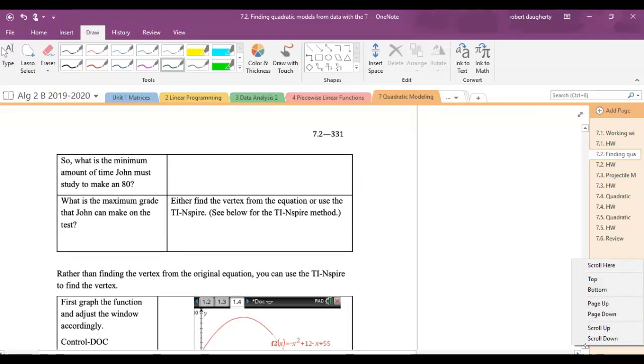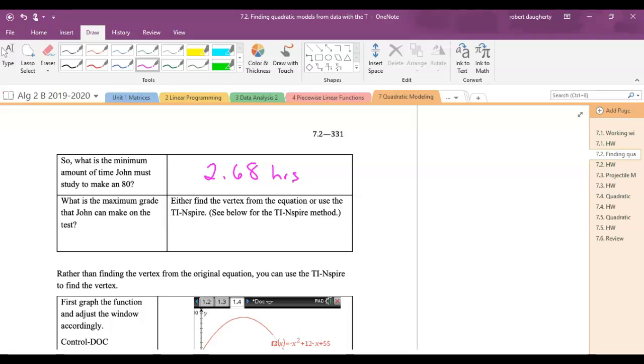So the minimum time he must study, what do we determine? 2.68 hours. Okay. What's the maximum grade this guy can make on the test? How do we know that? Well, okay, first of all, our model is a what? Parabola. Parabola opens up or down? Down. So does it have a maximum? It does have a maximum. We have a special word for that maximum. It's called the what? Vertex. Okay. This is a way of saying go find the vertex. That's the maximum that the guy can score on this test.